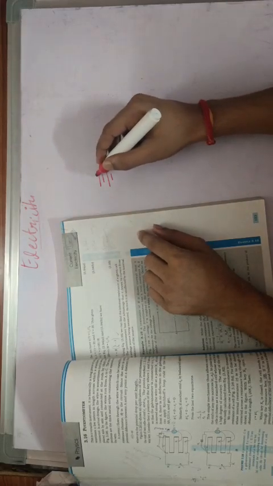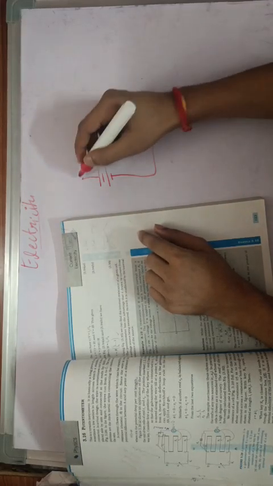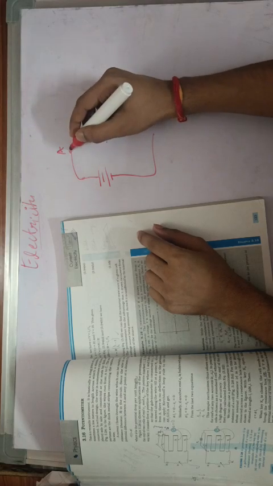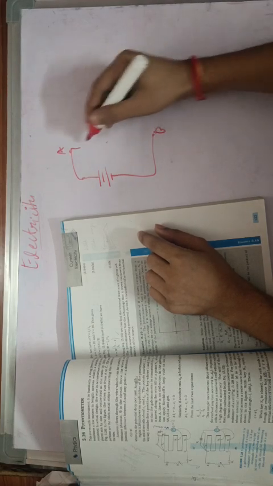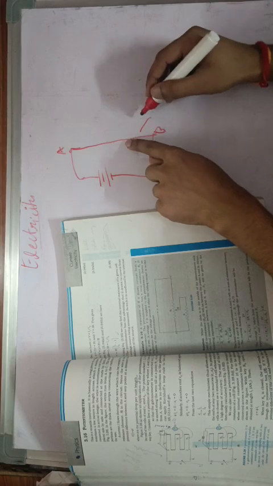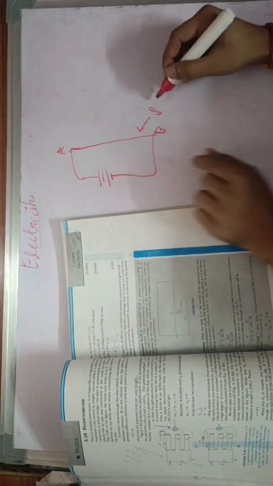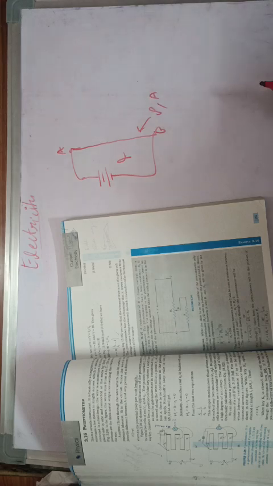So first thing is, let's say there is a battery here which is connected to a point A here, and this is point B, and this is a resistor which has some resistivity rho, area of cross section A, and its length is, let's say, L.